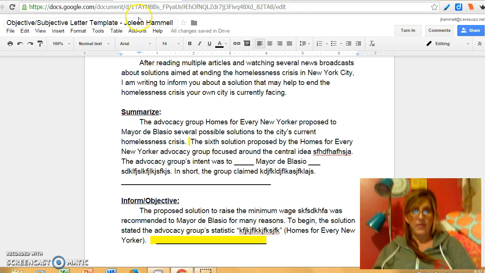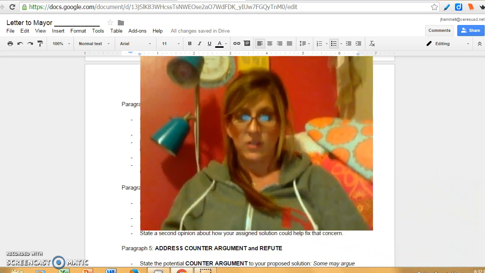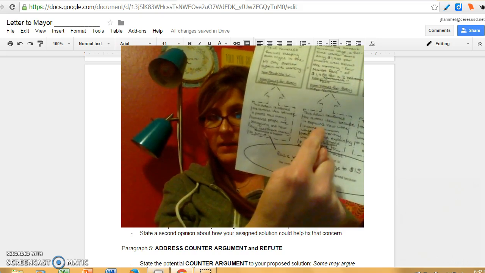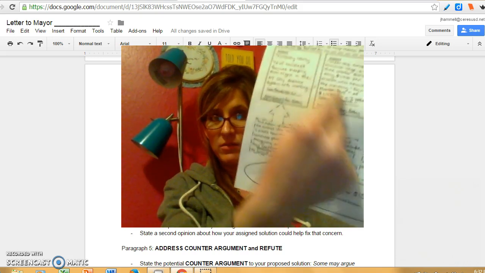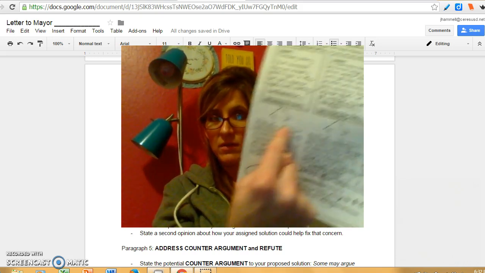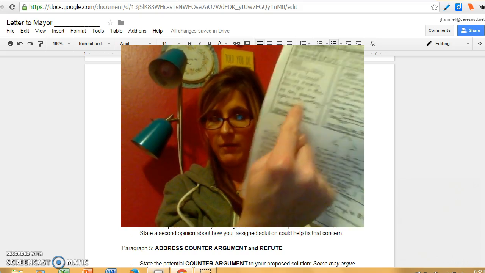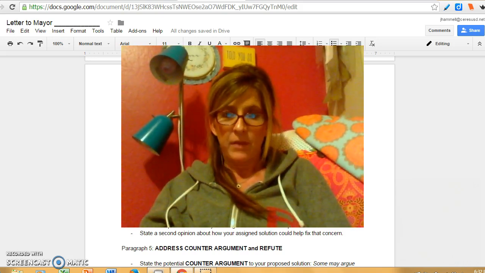Okay, so you've got that, and this one's done. Then you need to explain how the supporting detail develops a central idea. All you're going to do there is you're going to type in the box exactly how it reads underneath the supporting detail that you just used. So whichever supporting detail you used, use the box below it. If you use the middle one, use the box below it, and so on and so forth. You'll type that in. Okay?